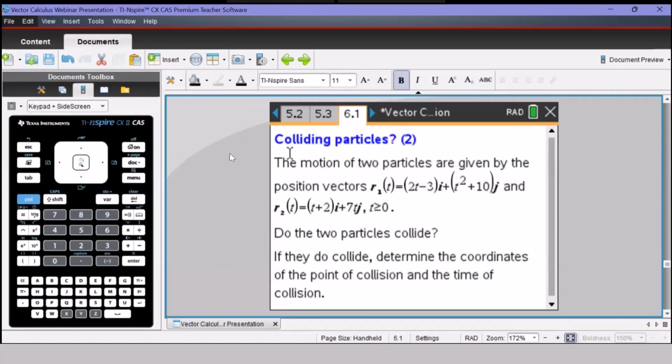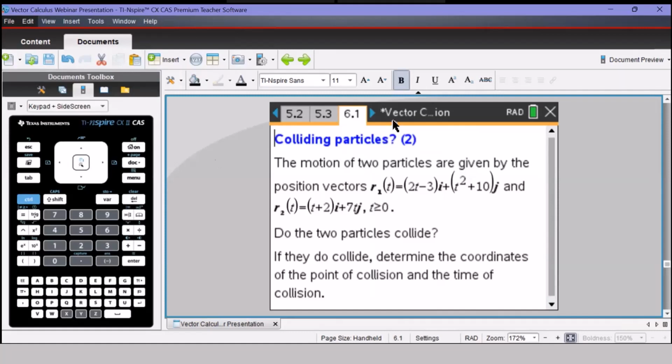We move to colliding particles number 2. Now you're not going to believe this, but there's a very big chance that these particles collide. I suppose that's just the way we set things up when we teach. Here we have two different position vectors, t is greater than or equal to 0. Do these two particles collide? And if they do, determine the points of collision and the time of collision.